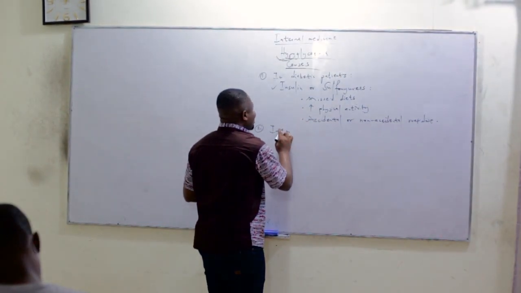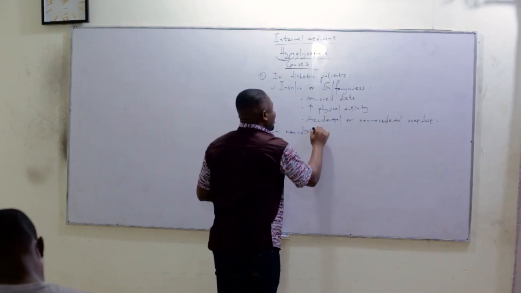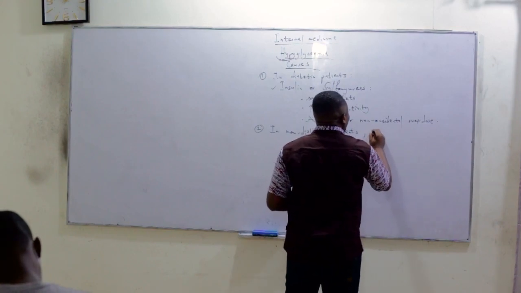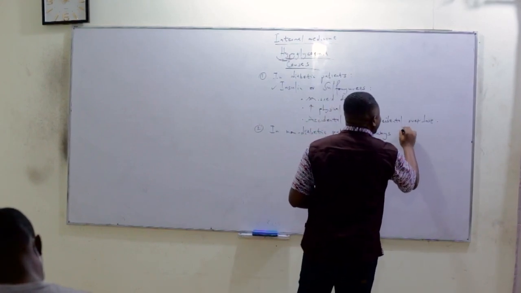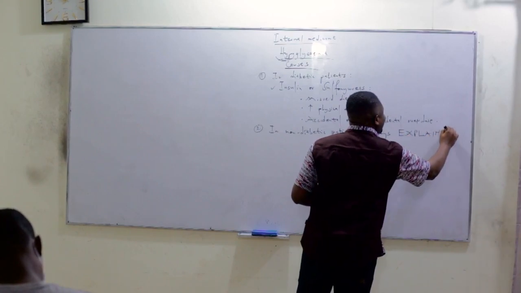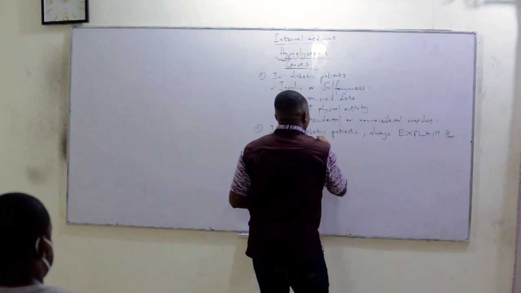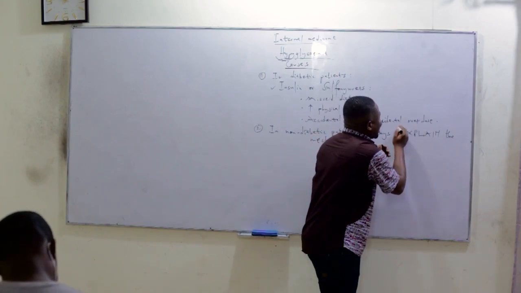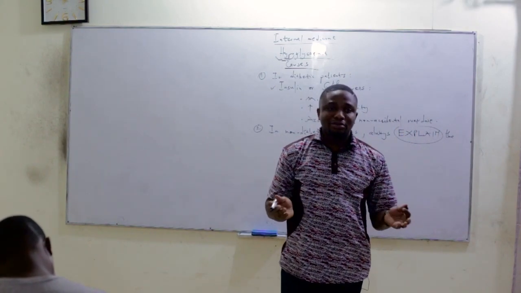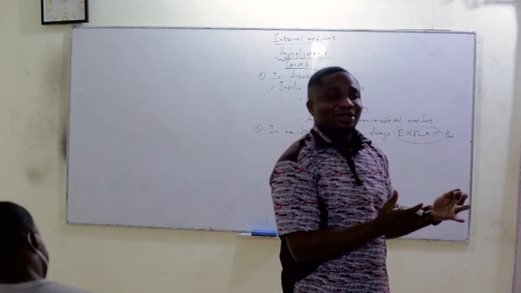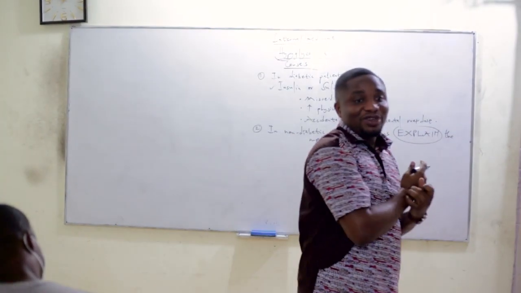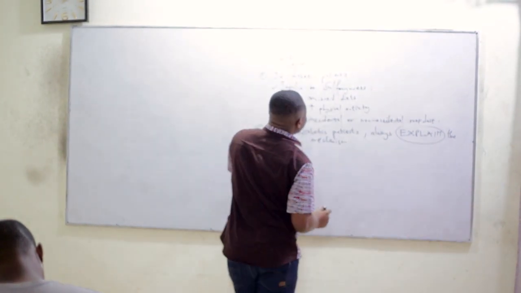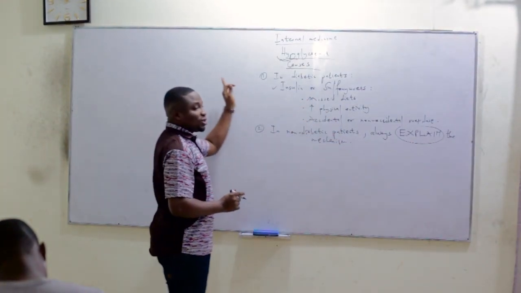Now, let's take the non-diabetic patient. For non-diabetic patients, always explain the mechanism. So explain the mechanism is simply to tell you that to get the causes, then use EXPLAIN as an acronym where all the causes would be gotten from each of the letters. Are we getting that? So in non-diabetic patients, always EXPLAIN.